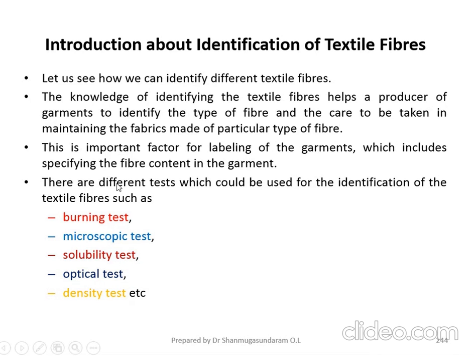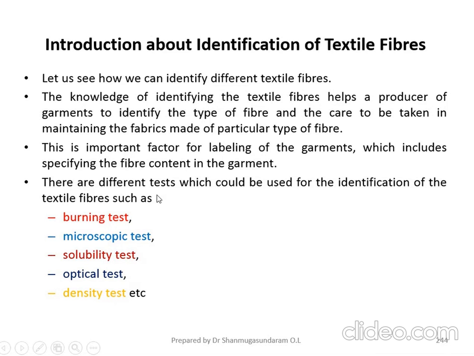So this includes specifying the fiber content in the garment. To some extent, the label also contains the fiber content. Suppose it is a polyester cotton, how much polyester and how much cotton is present in the garment, whether it may be 67-33 percent or 70-30 percent, the composition of the fiber present in the garment. So everything is available in the label of the garment.